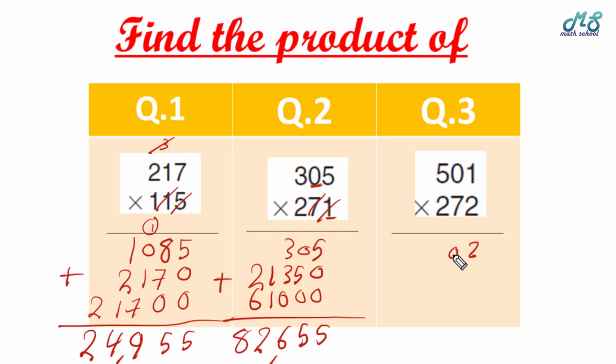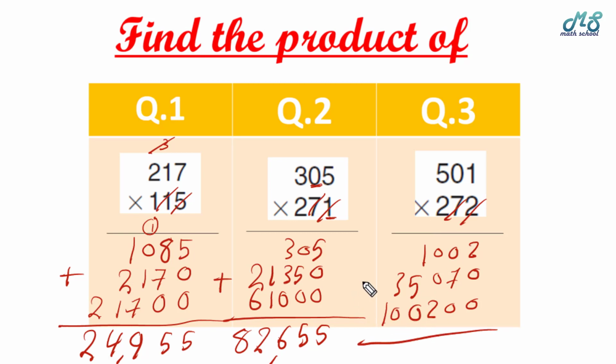2 times 0 equals 0. 2 times 5 equals 10. Write 0 in ones place and cancel ones place. Go to tens place. 7 times 1 equals 7. 7 times 0 equals 0. 7 times 5 equals 35. It's easy. Cancel tens place and write 00 in ones and tens place. 2 times 1 equals what, mister? Equals 2. 2 times 0 equals 0. 2 times 5 equals 10.